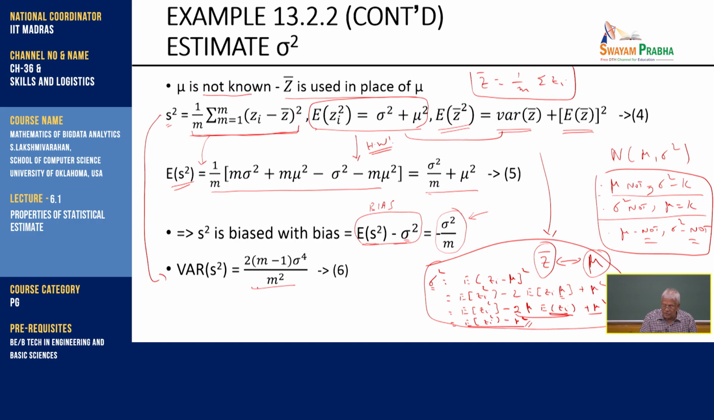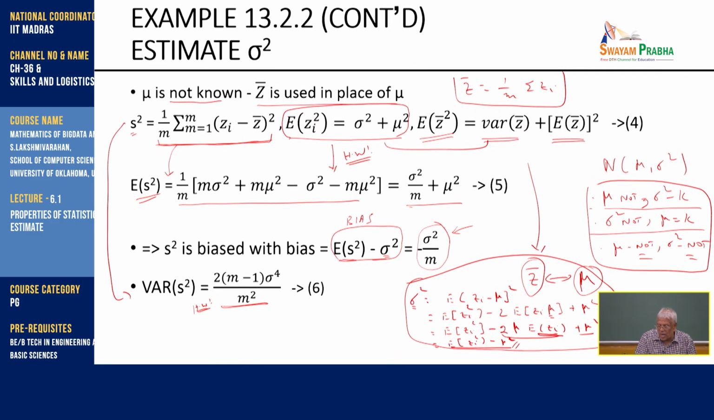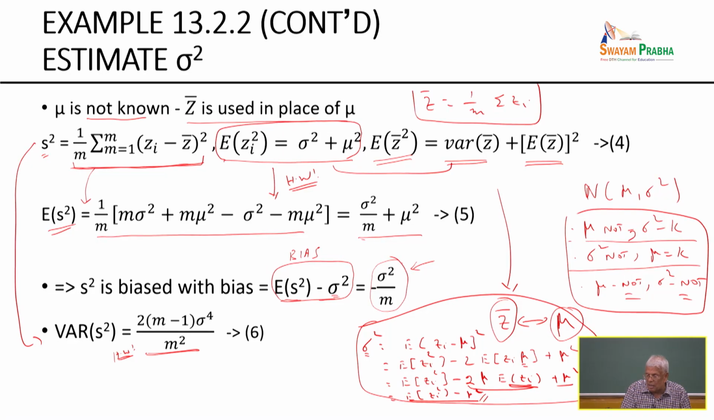Its variance is given by this quantity. Computing the variance again is a good homework problem for you in basic probability theory. The variance in this particular case is (m minus 1) by m square; the numerator is m, the denominator is m square, so 1 over m. The variance goes to 0 slowly at the rate of 1 over m.